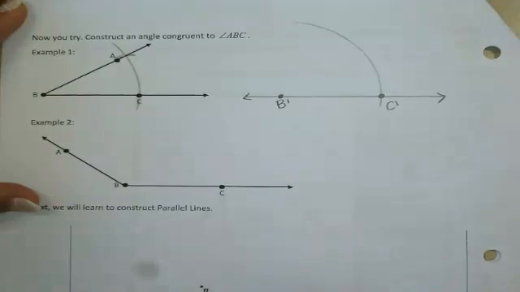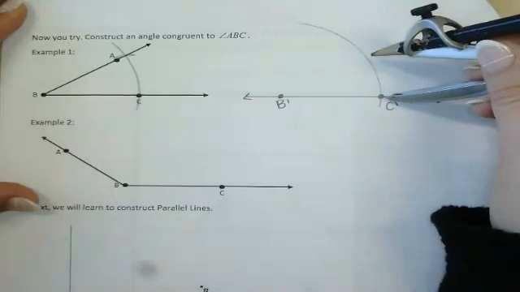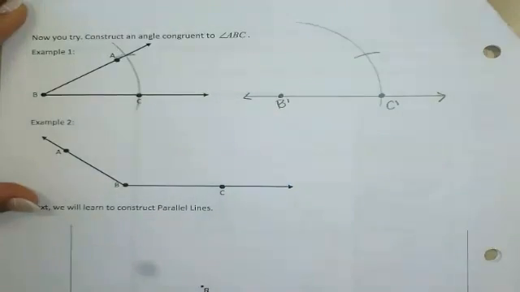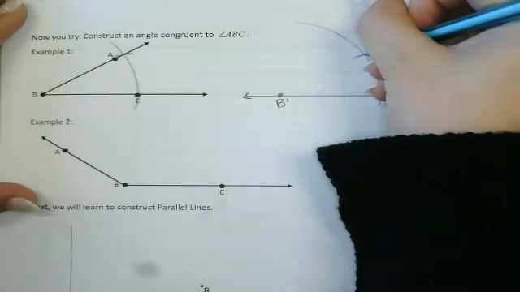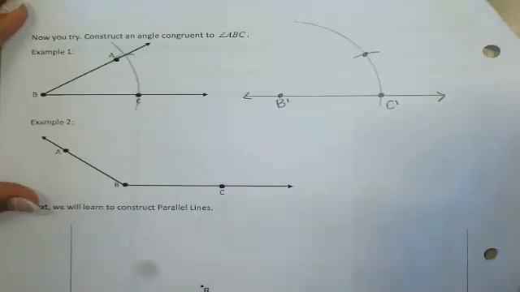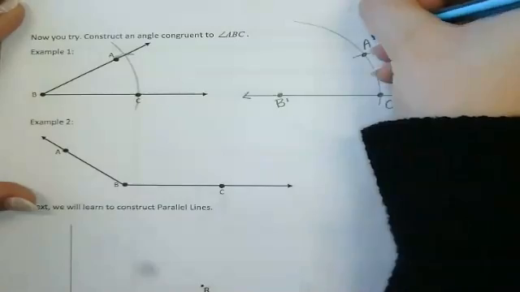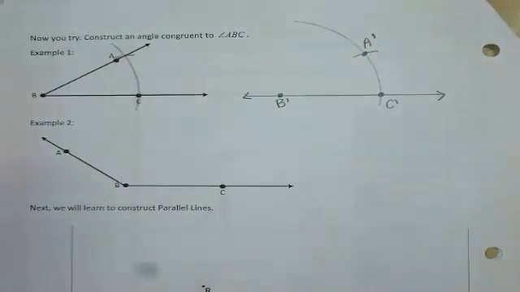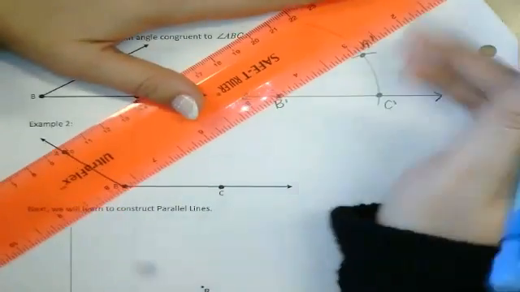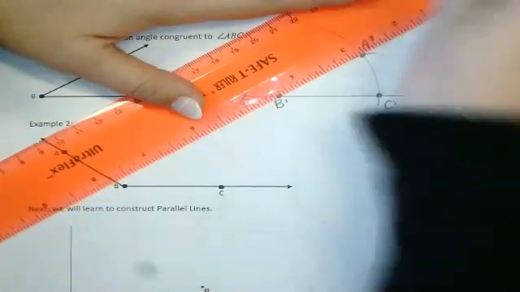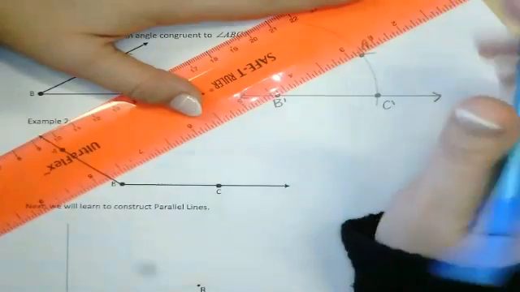You then will pick up your compass, come over here, put your pointed end on point C, and without changing the width, give yourself another arc just like the one you just drew on your construction, and you can name the intersection of the two arcs A prime. You will then take your ruler using it as a straight edge and connect the points A prime and B prime.